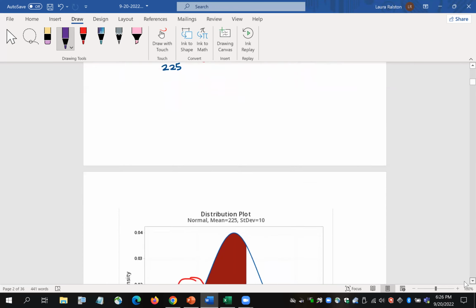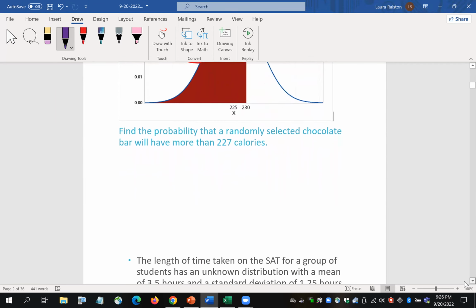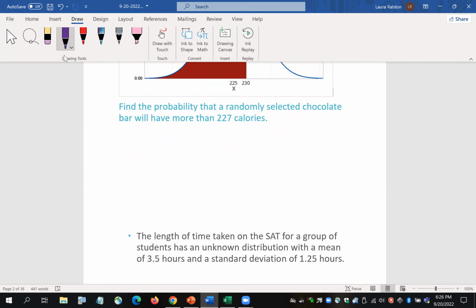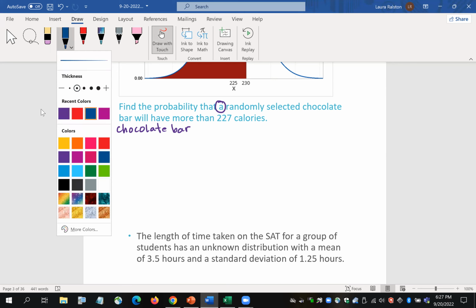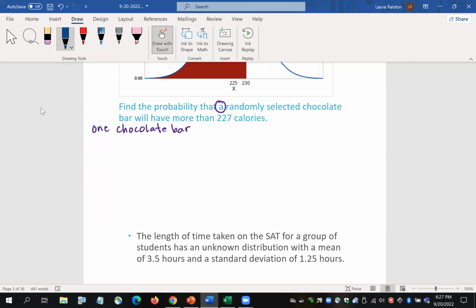And then one more. Same scenario, it says find the probability that a randomly selected chocolate bar will have more than 227 calories. Again, note that we're selecting one chocolate bar because of the A. We know that we have a normal distribution because we're told that in the initial scenario.